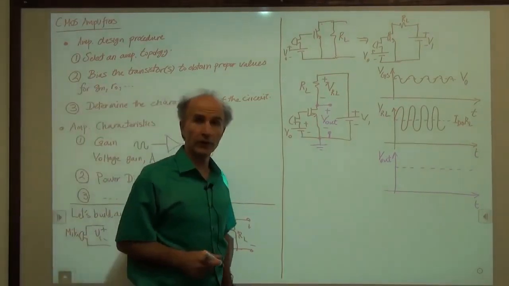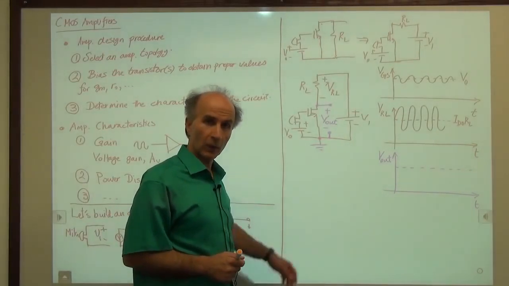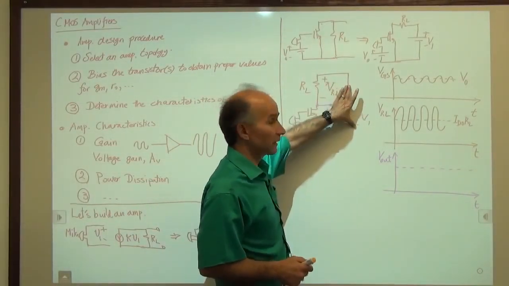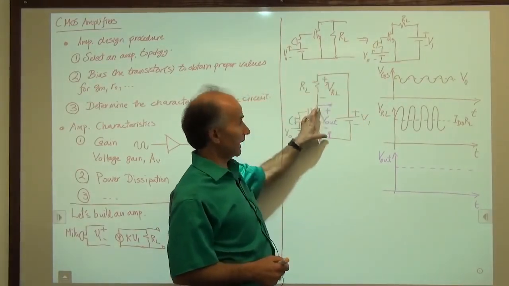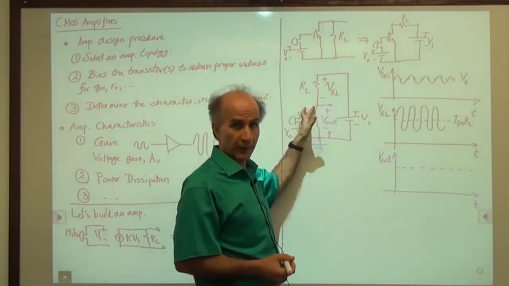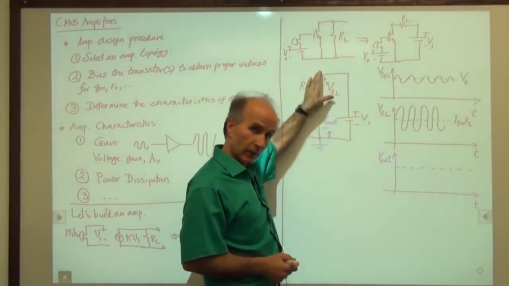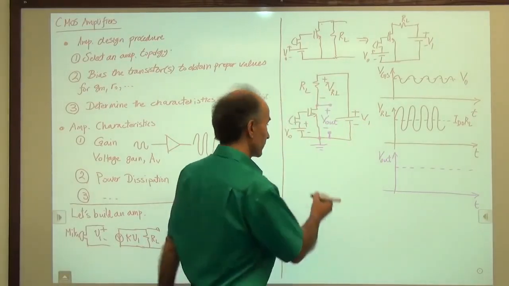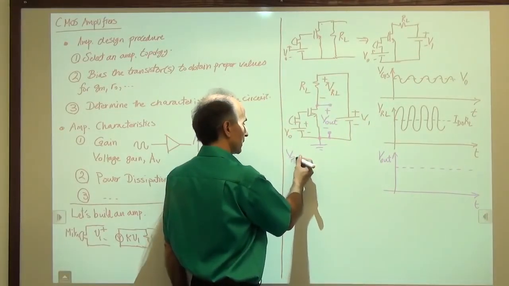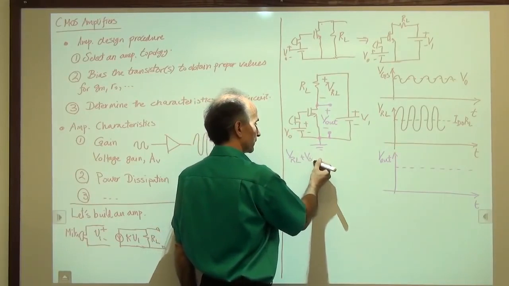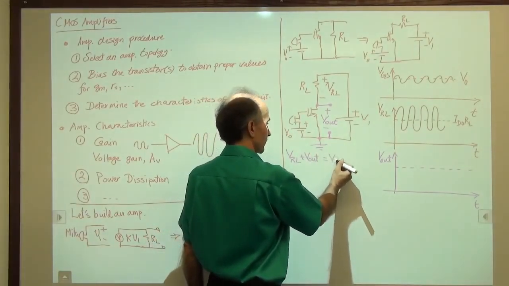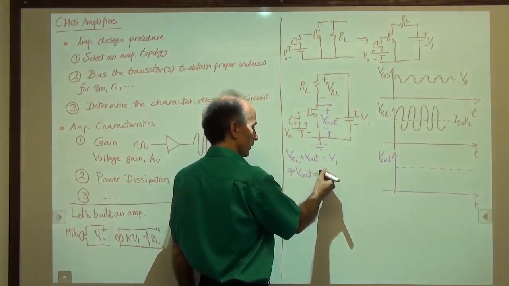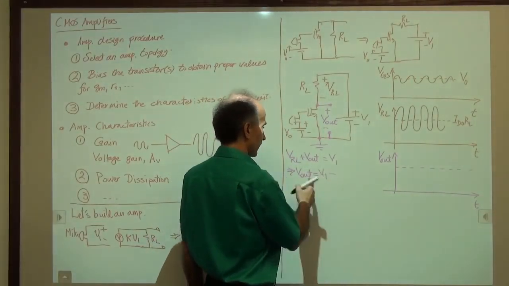Okay, so what did we get for V out? Well, we can write a KVL around this loop. We have V1 here, we have VRL here, and V out here. So, for example, I can say VRL plus V out, these two are on top of each other, must be equal to V1. So we have VRL plus V out equals V1, which means V out is equal to V1 minus VRL.